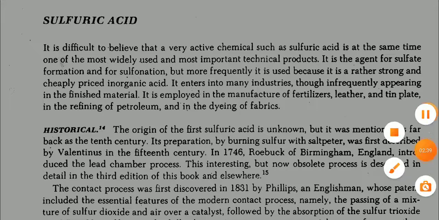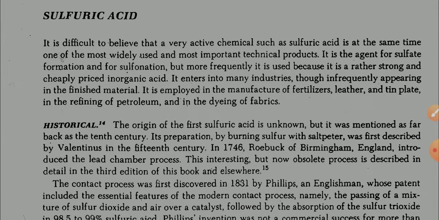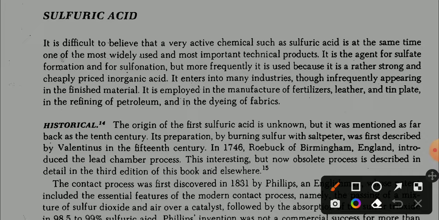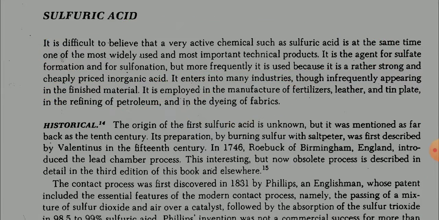Now let's start the manufacturing process and flow diagram. So that is the revision of the basic discussion part. These two lines and also finished material. And the manufacturing of fertilizer, leather and tin plate, in the refining of petroleum and the dyeing of fabrics.